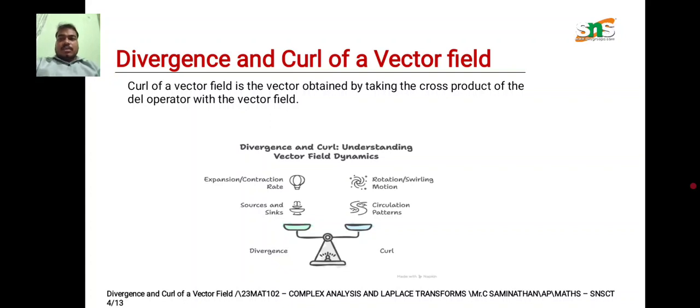These two concepts are fundamental in understanding physical systems such as fluid flow, heat transfer, and electromagnetic fields. By analyzing divergence and curl, engineers and scientists can predict how systems behave under different conditions, making these operations essential tools in mathematical and applied science.